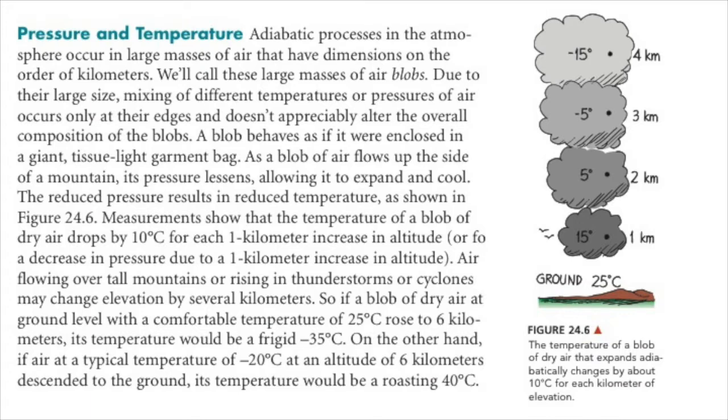A blob behaves as if it were enclosed in a giant tissue-like garment bag. As a blob of air flows up the side of a mountain, its pressure lessens, allowing it to expand and cool. The reduced pressure results in reduced temperature, as shown in figure 24.6. Measurements show that the temperature of a blob of air drops by 10 degrees Celsius for every 1 kilometer increase in altitude, or for a decrease in pressure due to a 1 kilometer increase in altitude.